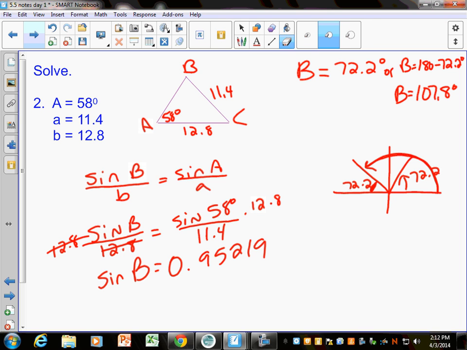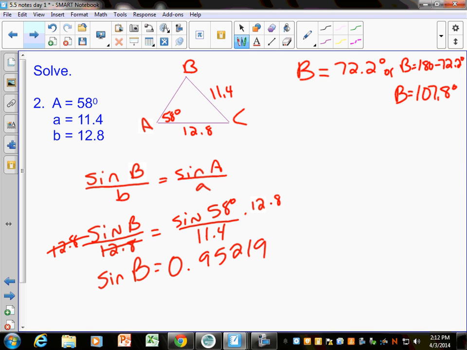Now, how could it be not true? What do we know about a triangle? How many degrees are in a triangle? 180. What if this had turned out to be like 160 degrees? Could we have a triangle if this was 160 and this was 58? No. So if you do this and you get a really big number that, when you put it with the other angle, is bigger than 180, that's how you get no triangle, or maybe only one triangle. So you have to really think about that as you do it, and I'm sure we'll talk about this more tomorrow. But this is an example of two triangles.